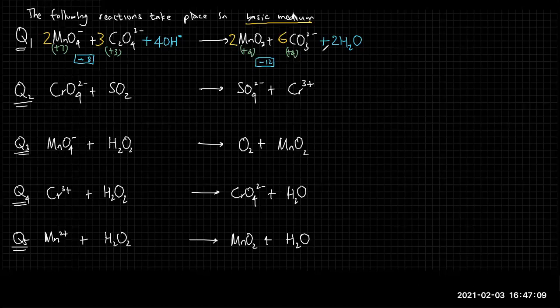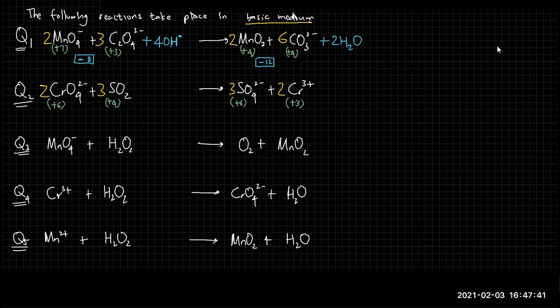Now the next one, we have chromate and sulfur dioxide. In chromate, chromium is +6. In sulfur dioxide, sulfur is +4. And here, sulfur is +6, whereas chromium is +3. Chromium from +6 has gone to +3, therefore the difference is 3. That 3 comes here. Sulfur from +4 has gone to +6, therefore a 2 comes here. 2 chromium, we put that here. 3 sulfur, we put that here.